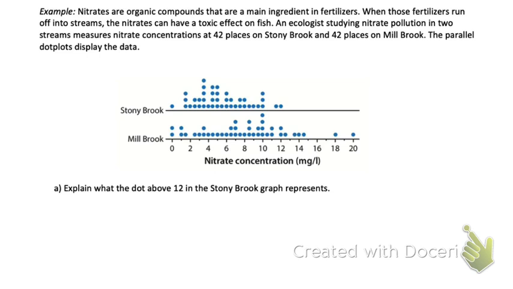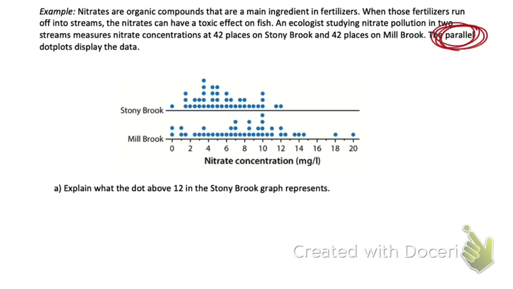Nitrates are organic compounds that are the main ingredient in fertilizers. When those fertilizers run off into streams, the nitrates can have a toxic effect on fish. An ecologist studying nitrate pollution in 2 streams measures nitrate concentrations at 42 places on Stony Brook and 42 places on Millbrook. The parallel dot plots display the data.